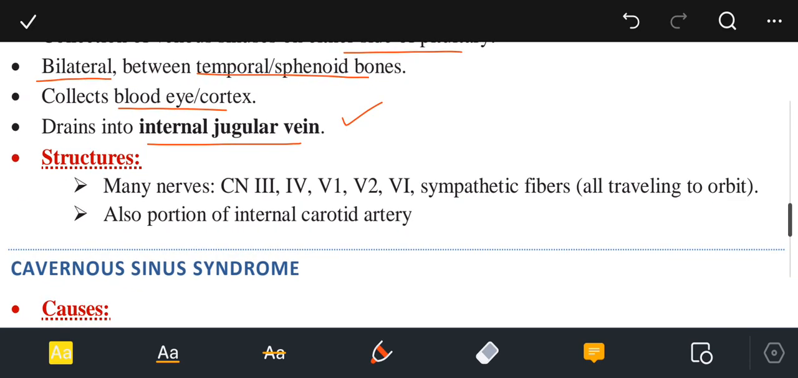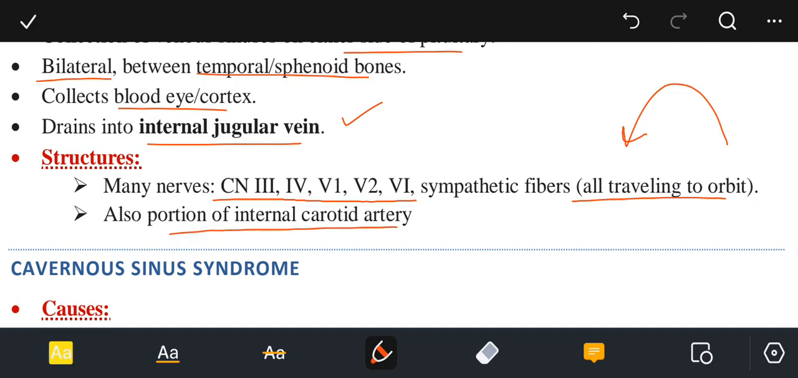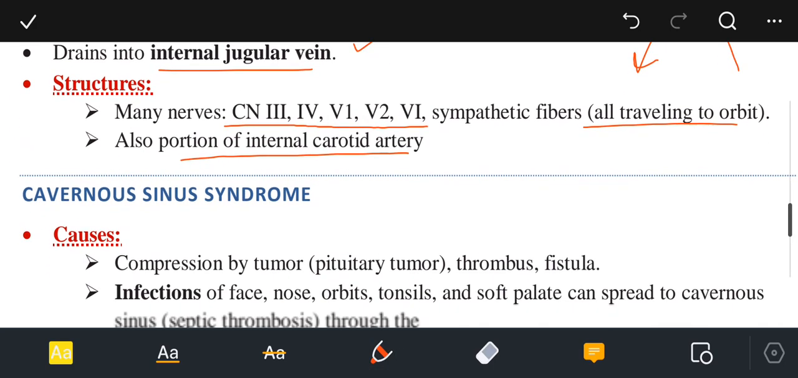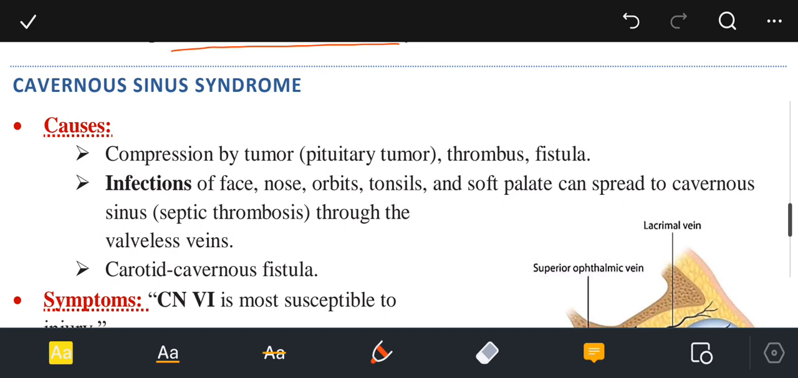Structures which are passing through the cavernous sinus, there are many nerves like cranial nerve 3, 4, 5-1, 5-2 and 6. Sympathetic fibers are all traveling to the orbit. Also a portion of the internal carotid artery is present in the cavernous sinus. What is cavernous sinus syndrome? Causes are complications of compression by a tumor, for example a pituitary tumor, thrombus and fistula.